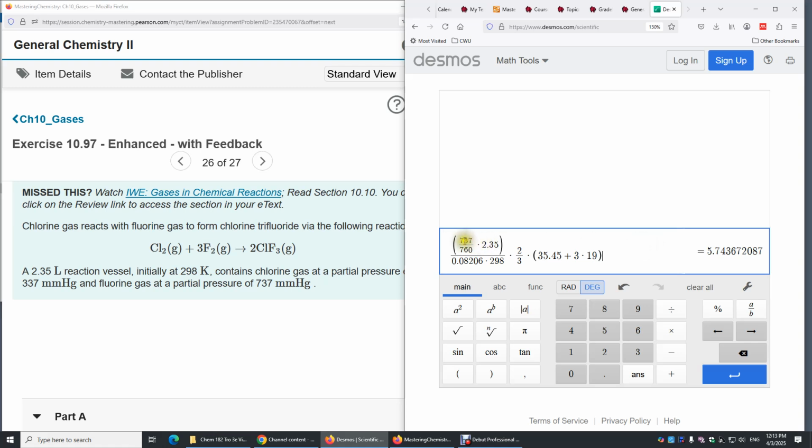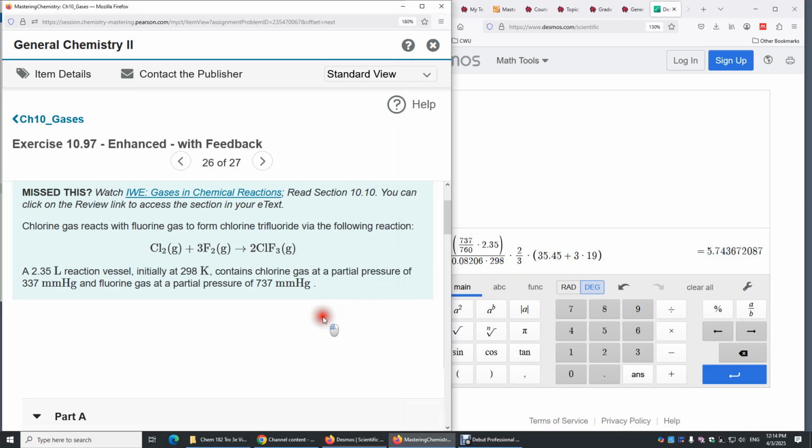Let's review this. This is the pressure of fluorine, volume of fluorine, ideal gas constant, the temperature of fluorine. So this is the number of moles of the fluorine gas. But there's a 3 to 2 ratio between fluorine and chlorine trifluoride. So we need to multiply the number of moles of the fluorine gas by 2/3. And now we have the number of moles of the product times the molar mass of the product. We get the theoretical yield of the product, 5.74.